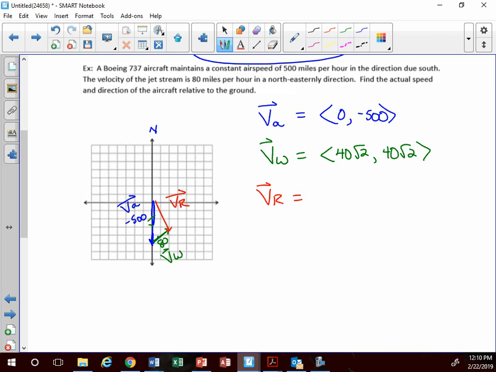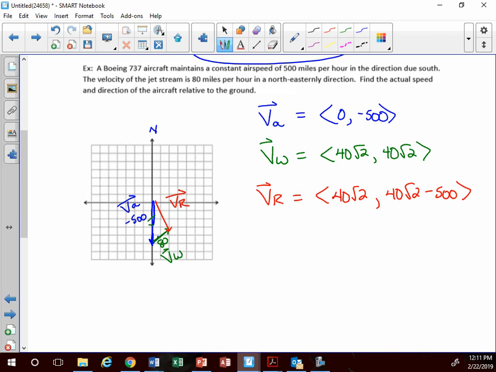All right, if I want this vector, the component form, do you guys see the head to tail happening here? Okay, so what do I do with the blue vector and the green vector to get the red vector? Add, yes. So add them up. Gwen said add. So 0 plus 40 root 2 is 40 root 2. And negative 500 plus 40 root 2, I'm just going to write 40 root 2 minus 500. If it's a non-calculator section, that's how you add those, right? You can't actually combine them.